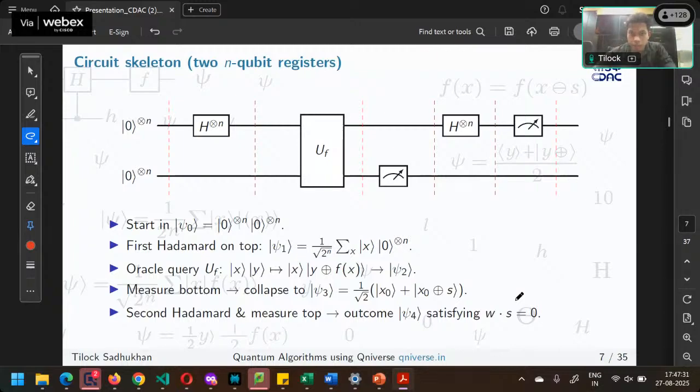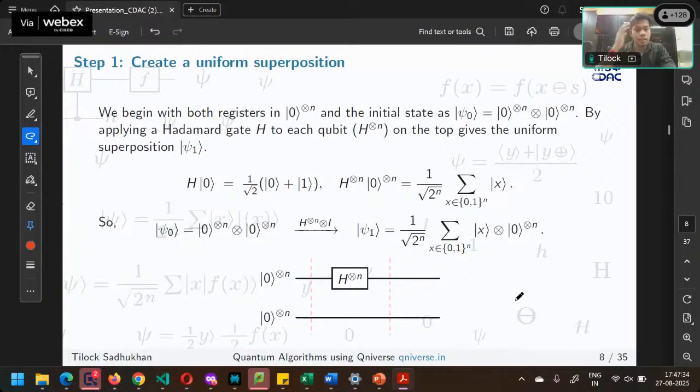Now I'll start going into the details. So here, step one is, as some of you are already aware, what the Hadamard operation does to a qubit, or what the Hadamard operation does to a state. It creates an equal superposition of all the possible states. So if we consider a single qubit and apply a Hadamard gate on the state 0, it is nothing but creating a superposition of both of the states, right? So as I have just said, we are beginning with two registers, and our initial state we are assuming as 0 tensor product n, that is, the tensor product of 0 for n number of qubits.